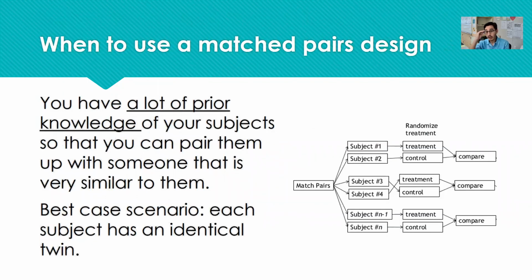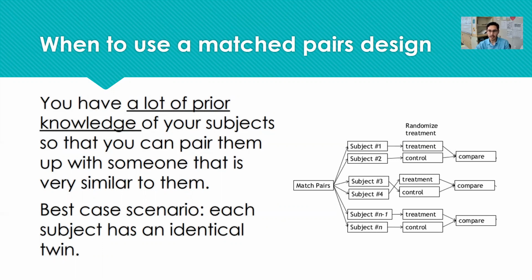Right. When would I want to use a match pairs design? Well, if I know a lot about my subjects beforehand, now might be a good time to do a match pairs design. Because if I know a lot about my subjects, then I can pair them up with somebody who's pretty similar to them, right? If I know my subjects' gender, and maybe I know their age and their weight and their height and their race, I can find somebody else that's similar to them and then pair them up.